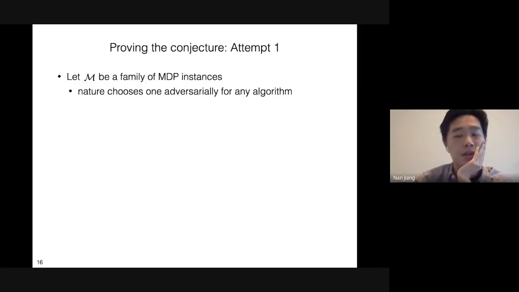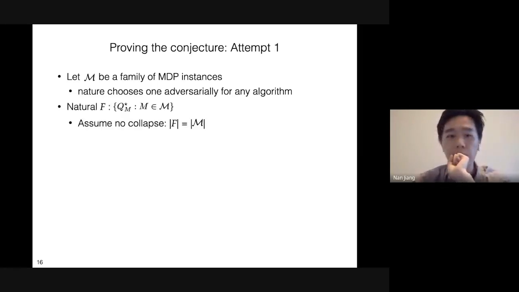Okay, so the first attempt is to ask, how do you prove an information-theoretic lower bound in statistical learning theory? Well, the first thing you typically do is construct a family of hard instances and let nature choose one adversarially for your algorithm. And if you have an exponentially large family of MDP instances, the natural way to construct your realizable function class is again just to collect their Q star values together.